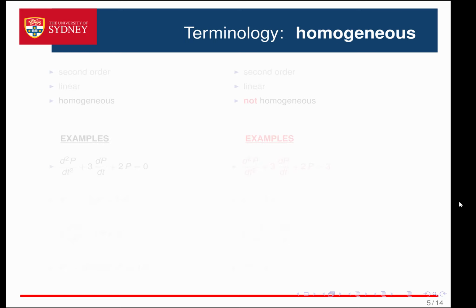Slide 5, terminology. Homogeneous. A linear differential equation is called homogeneous if every term contains either the dependent variable or one of its derivatives, apart of course from 0 on its own. Here we will give examples of second-order linear homogeneous differential equations and compare them with DEs that are not homogeneous, sometimes called inhomogeneous.